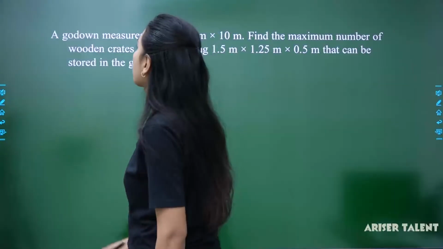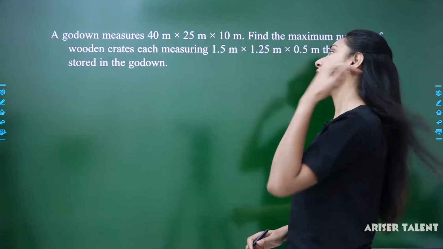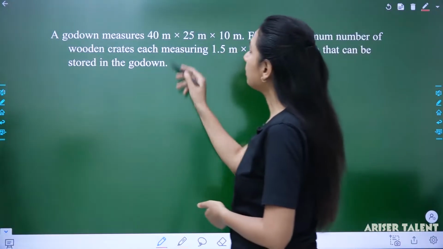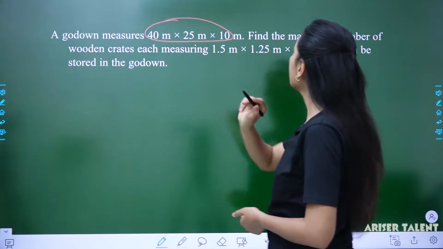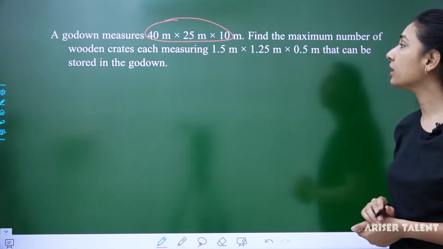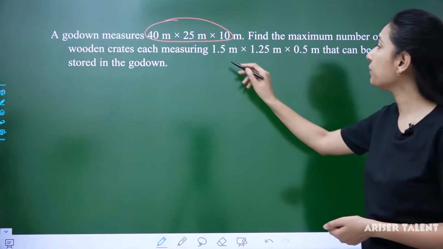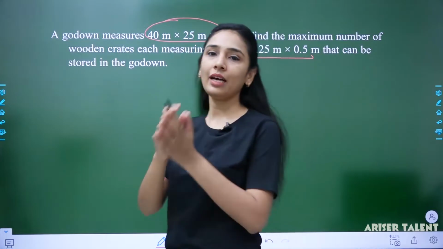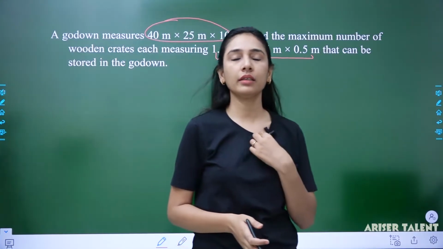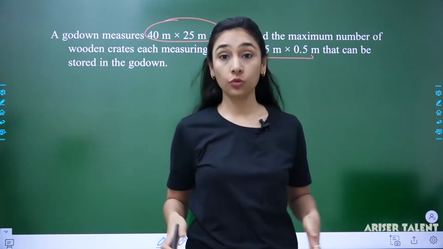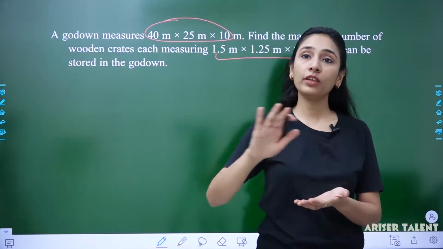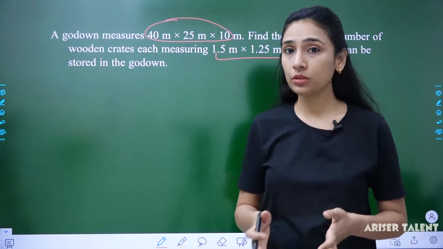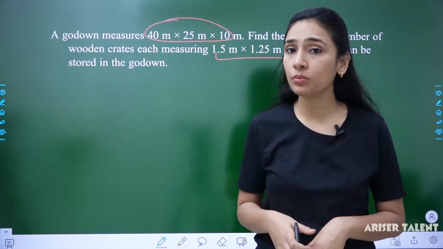A godown measures 40 meter, 25 meters and 10 meters. Dimensions of the godown are given. Find the maximum number of crates, each measuring 1.5 meter, 1.25 meter, 0.5 meter. What is this? It's like you have a room. In that room, you have to fit boxes of some particular dimension. How many boxes will fit in that particular room?